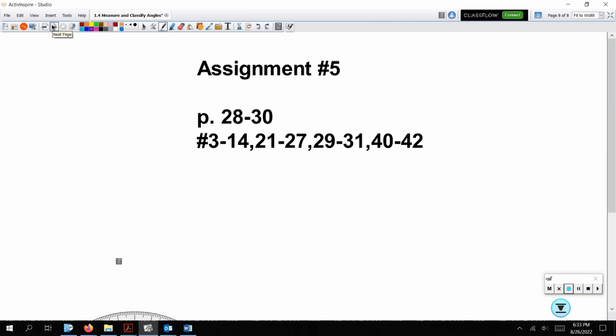There it is, assignment number 5, page 20 to 30, and it looks like a lot, but let's calm down a second here. So it's 3 to 14, all of them, 21 to 27, just those little bits, 29 to 31, and 40 to 42. All right, you know the deal. If you have any questions about it, hold onto them. Try your very best. Work amongst yourselves. I know you guys are all smart in here. You'll be fine. And then, like I said, I'll see you tomorrow.